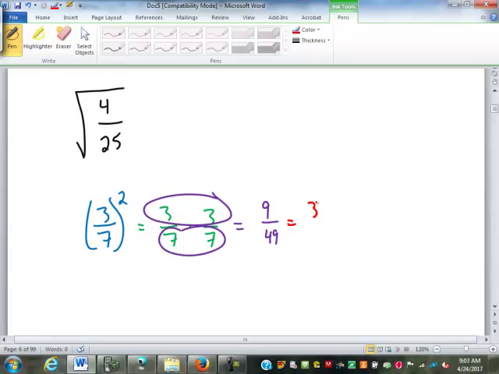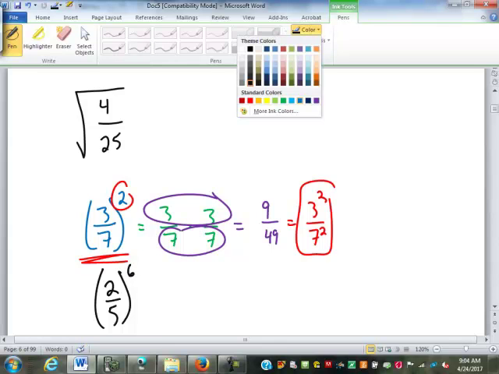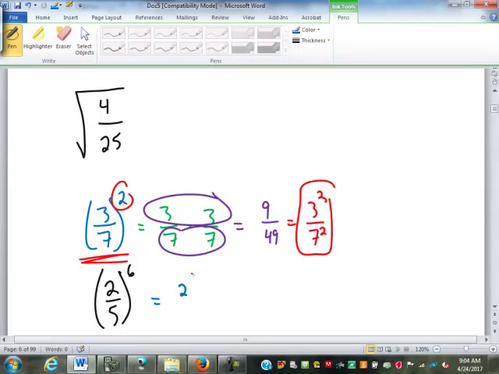That is the same as 3 squared over 7 squared. When I take a fraction to a power, I can split it up and do the power on the numerator and the power on the denominator. So if I have 2/5 to the power of 6, I can do 2 to the power of 6 over 5 to the power of 6. 2 to the power of 6 is 64. 5 to the power of 6 is 15,625.